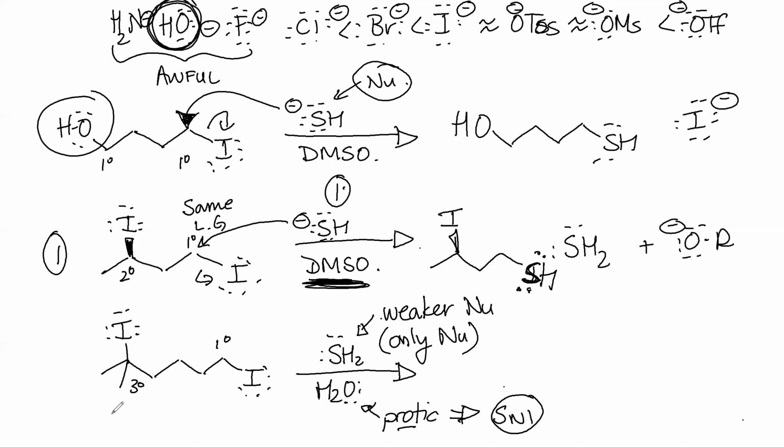So in this case, with these conditions, we would expect this iodide to leave first, because we would form a more stable carbocation. And then the sulfur can come in and attack. And then we would end up doing the substitution on the other carbon.